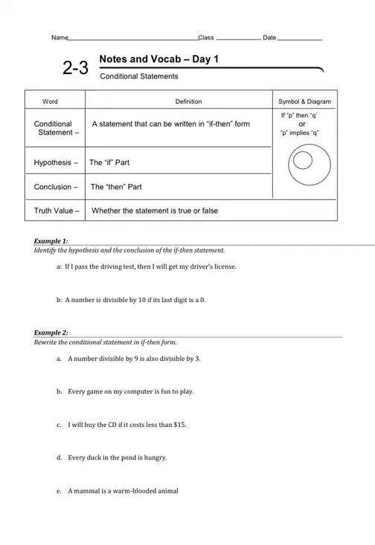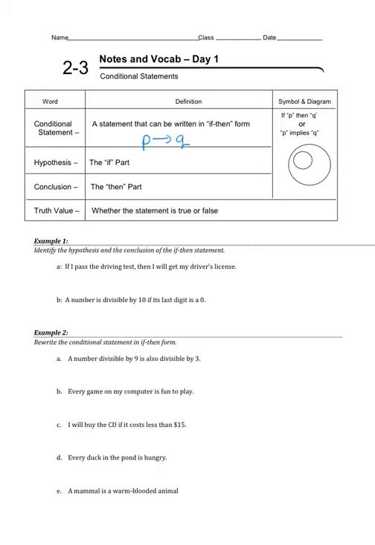Today we're going to move on into chapter 2. So we're going to talk about something called conditional statements. And a conditional statement is just a statement that can be written in if-then form. And there are symbols for it. And the symbols are P, arrow, Q, which stands for P implies Q.